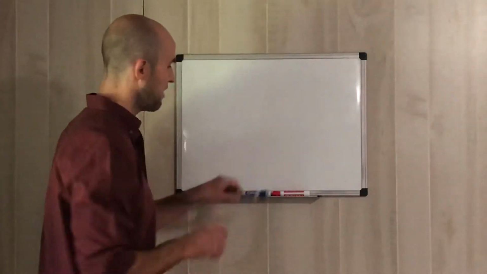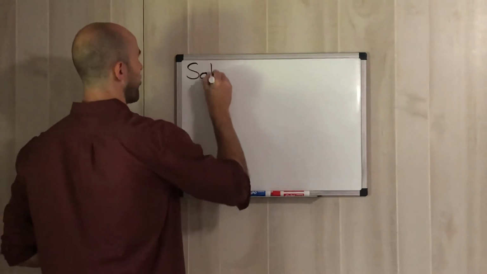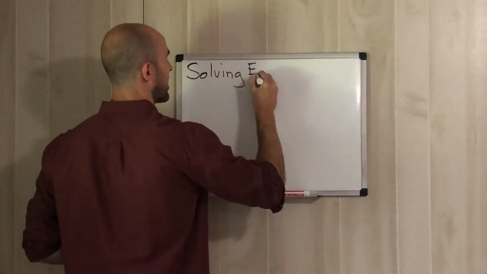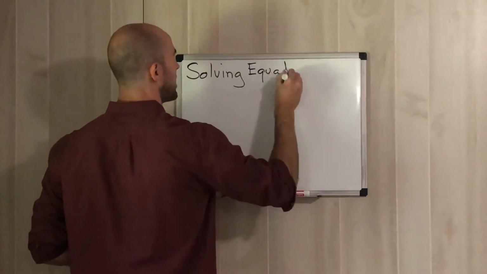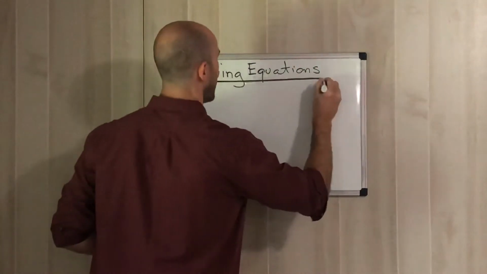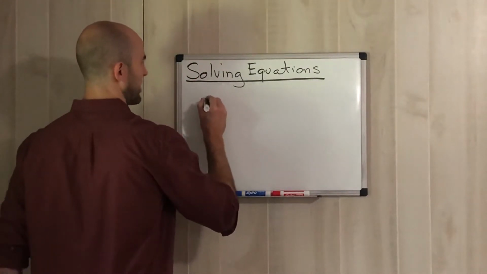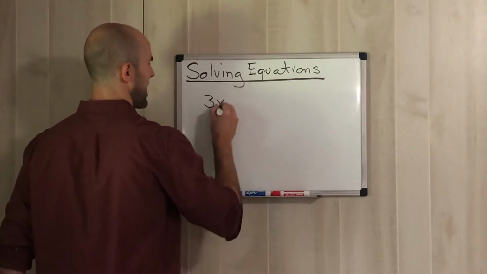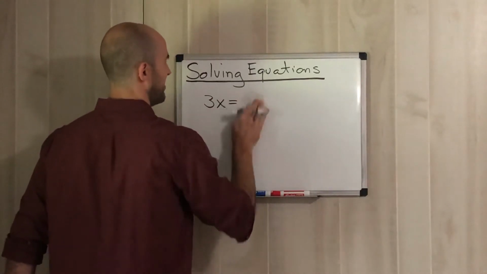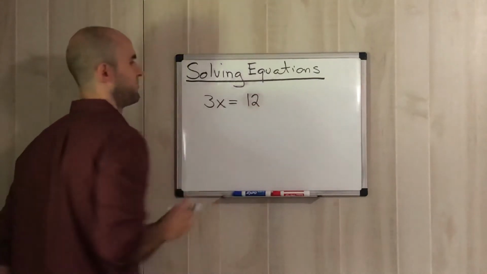So when it comes to solving equations, the one thing, and you've been seeing this for a long time, probably even in elementary school, the one thing you're always trying to do is isolate a variable, right? Get a variable by itself, and it can be any variable whatsoever. So let's start off with an example. Let's say that we had 3x is equal to, let's do 12, right?